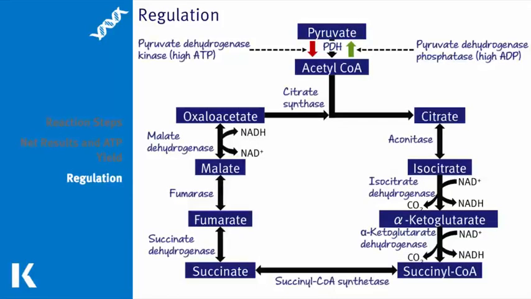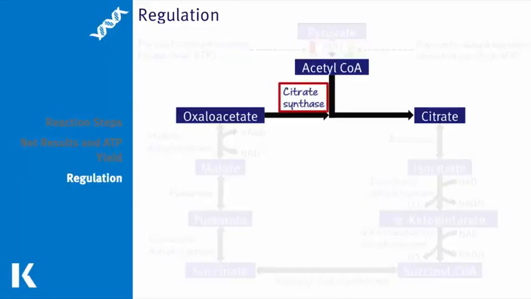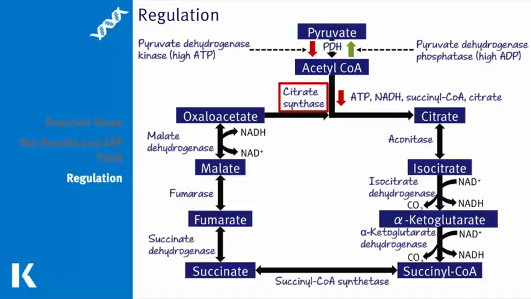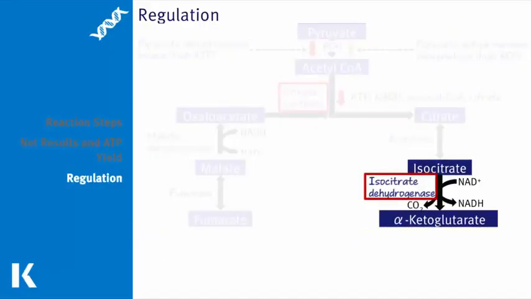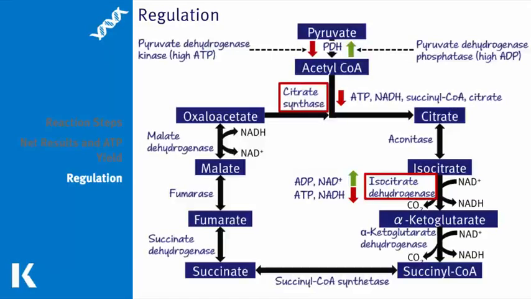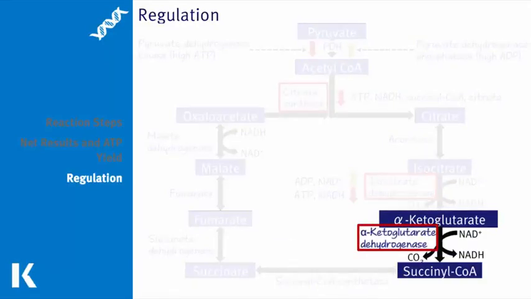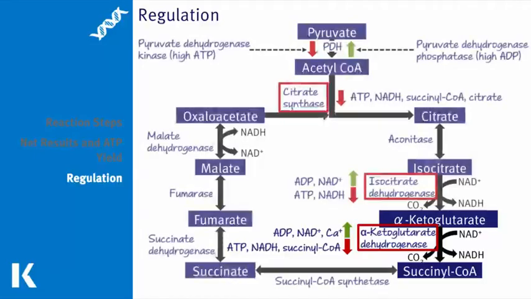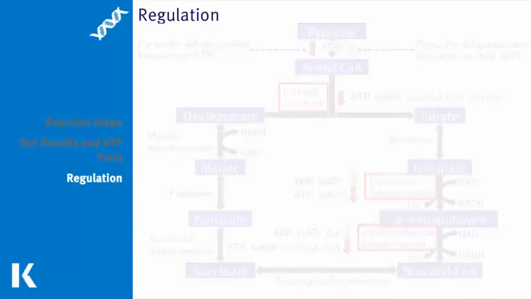Next, within the citric acid cycle, there are 3 sites of regulation. The first is at citrate synthase. This step is inhibited by ATP, NADH, succinyl-CoA, and citrate. The next site for regulation is at isocitrate dehydrogenase. In this case, ADP and NAD+ are activators, and ATP and NADH are deactivators. And then, at the alpha-ketoglutarate dehydrogenase enzyme, ADP, NAD+, and calcium are all activators, whereas ATP, NADH, and succinyl-CoA are deactivators. This leads to a few trends that we should notice.